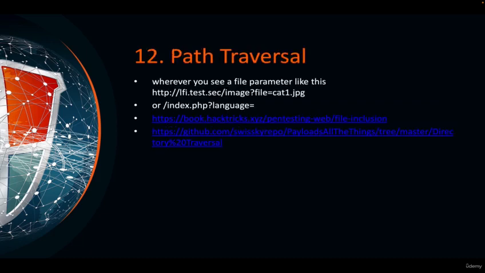Path traversal, right? So also very important. So whenever you see something like this, where there is an image loaded with a file parameter, there might be a chance that there is some path traversal going on, right? Those 2 examples are classic examples. And you can find bypasses and actual exploitations in these 2 links as well.